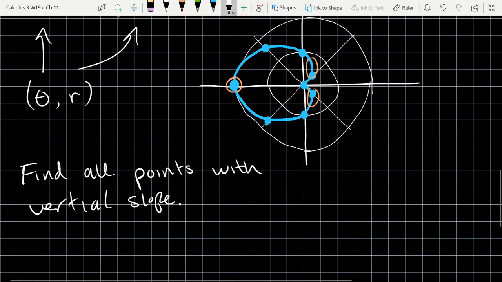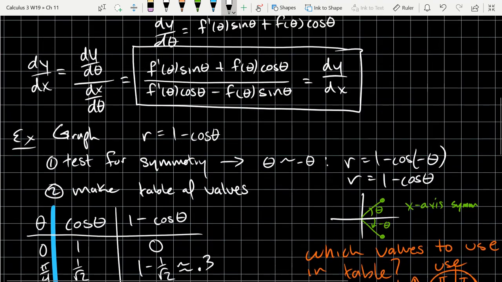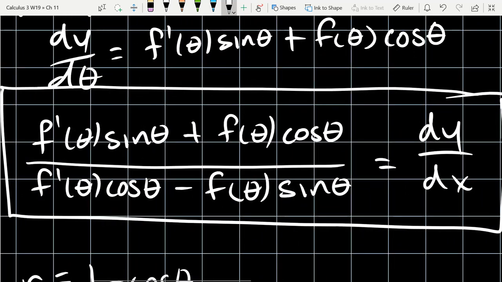So now we're going to use algebra and calculus to find these vertical slopes. We have our, let's see, this is what we're going to use right here. How do we know we have a vertical slope? Dividing by zero, undefined. So I want to find what is dx over d theta, and then what makes that zero. That's how we're going to look for our vertical slopes.